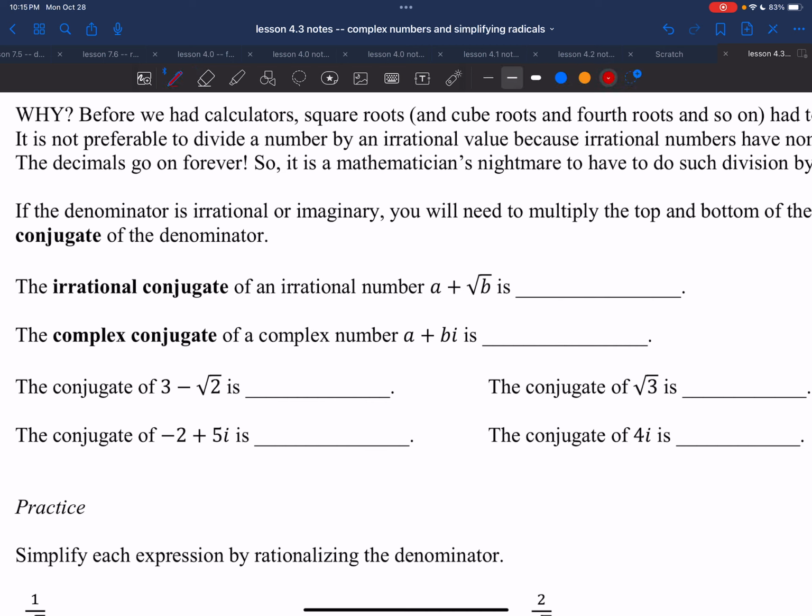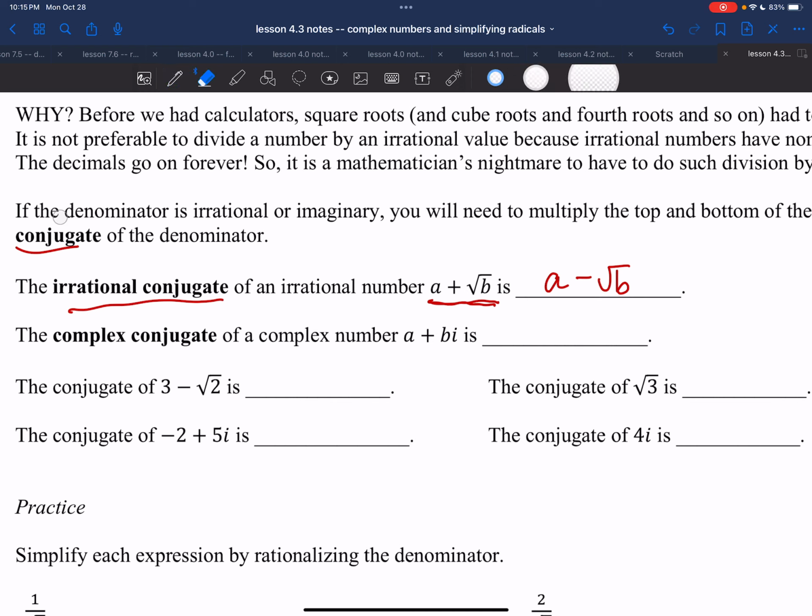What is a conjugate? The conjugate of an irrational expression, a plus root b, is a minus root b. That's it. It's very simple. Conjugate is a very important word, and it's a word we're going to develop over time. The more you learn about math, the more you see with conjugates, and you'll see how useful they are or where they pop up in math. For now, all it is is flipping the sign of a binomial.